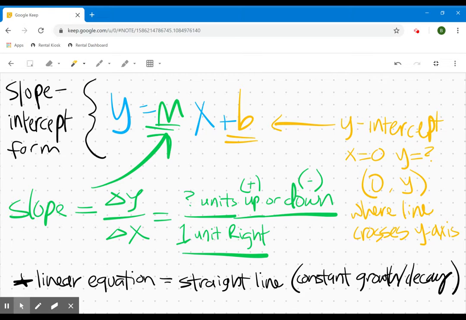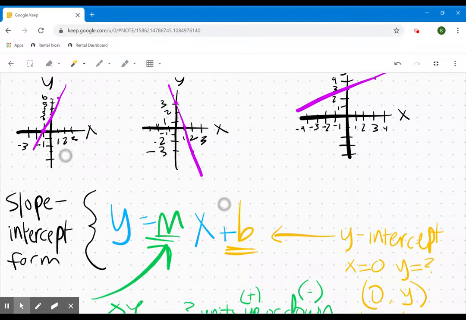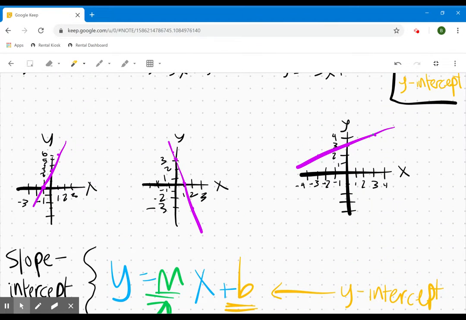The b in our equation, this is our y-intercept. Essentially, it's the point where x equals 0, what is y? If we're looking at a graph, it's basically where the line crosses the y-axis. Okay.